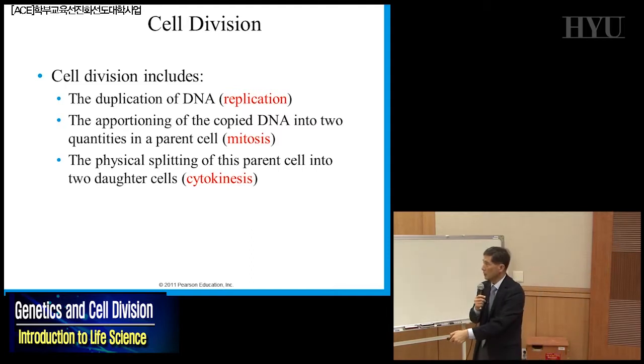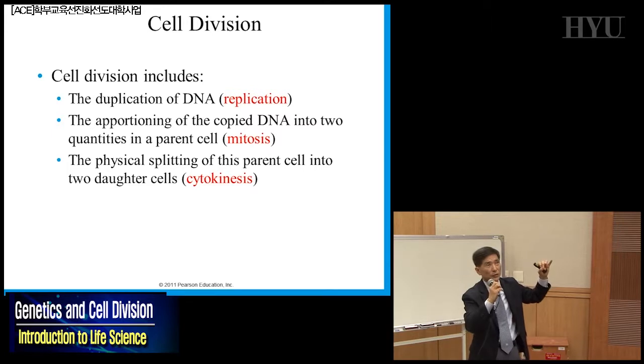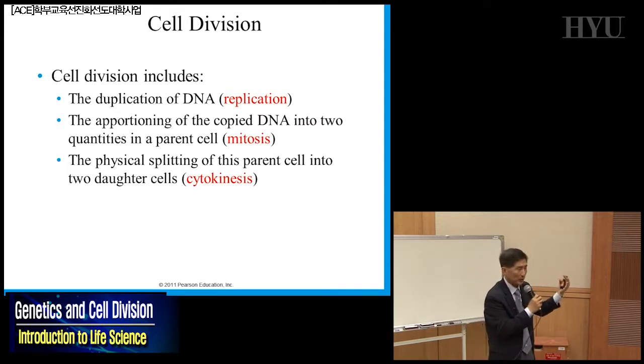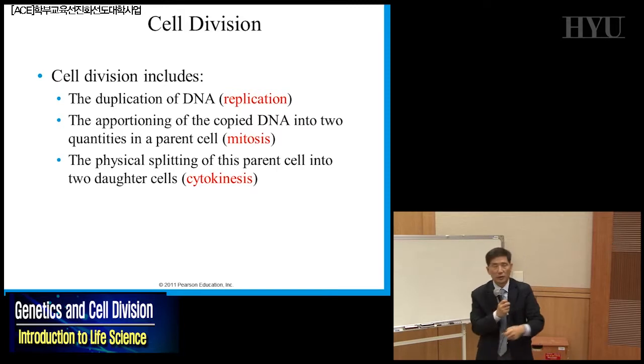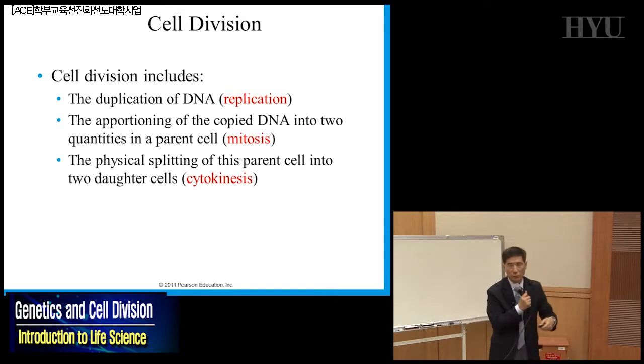Cyto means cellular. So the rest of it, not the DNA, the rest of it will split into two. It's called cytokinesis. So the most important thing is division, mitosis. We'll go through it in this chapter. But first, you have to make an exact copy of DNA.